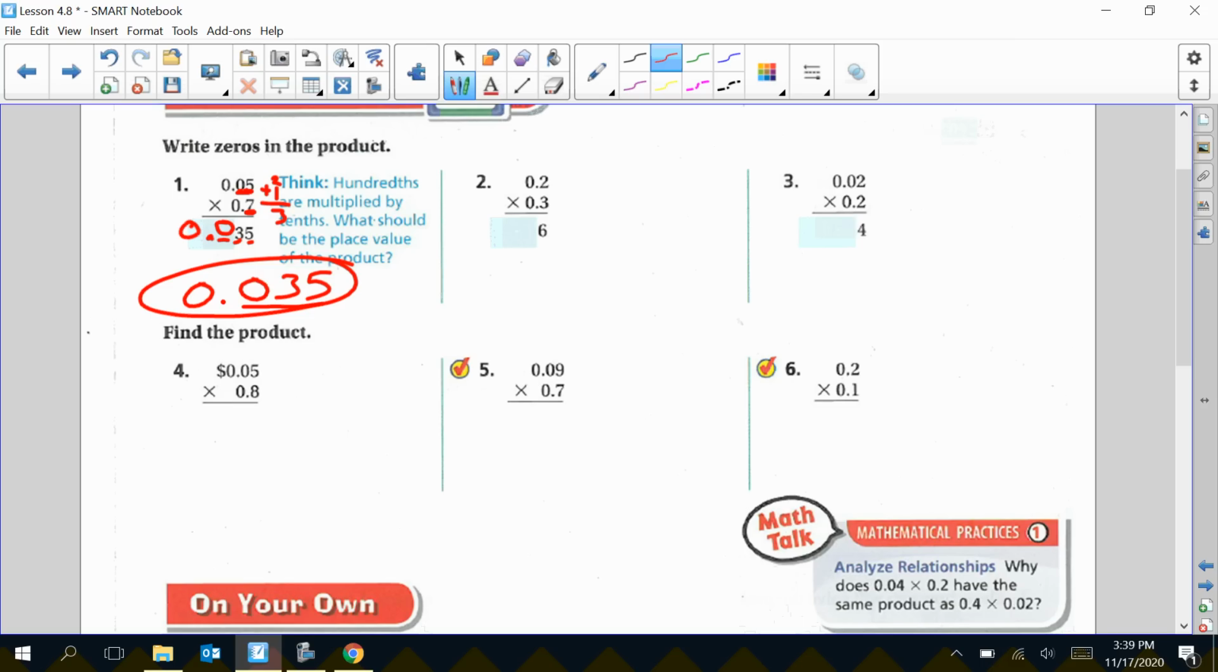Question number 2, we know 3 times 2 equals 6. We should have 1 digit to the right of the decimal in the top factor, and 1 digit to the right of the decimal in the bottom factor. Remember, we're making our addition problems off to the side to show how many decimal places we should have. The answer would be 2. We should have 2 numbers to the right of the decimal in our answer. So we count 1, 2, place our decimal point.